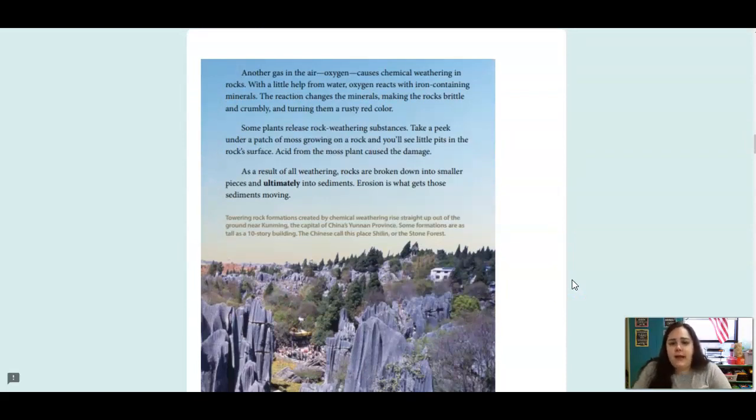Another gas in the air, oxygen, causes chemical weathering in rocks. With a little help from water, oxygen reacts with iron-containing minerals. The reaction changes the minerals, making the rocks brittle and crumbly, and turning them a rusty red color. Some plants release rock weathering substances. Take a peek under a patch of moss growing on a rock, and you'll see tiny pits in the rock surface. Acid from the moss plant caused the damage. As a result of all weathering, rocks are broken down into smaller pieces and ultimately into sediments. Erosion is what gets those sediments moving.